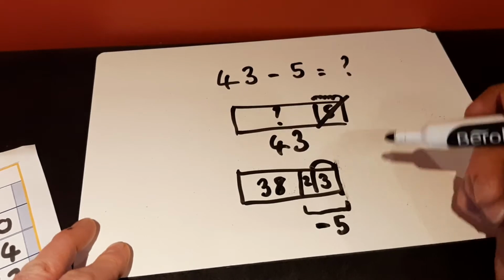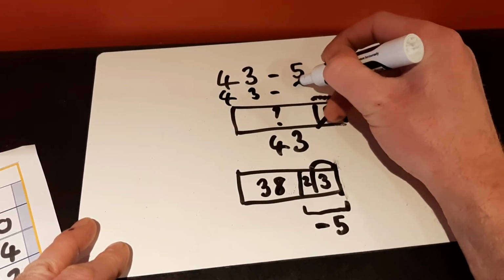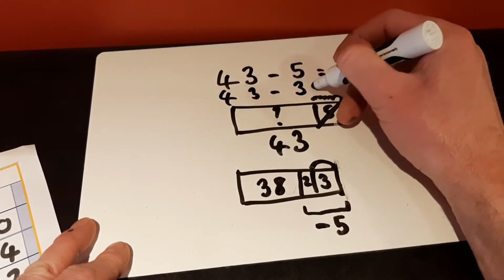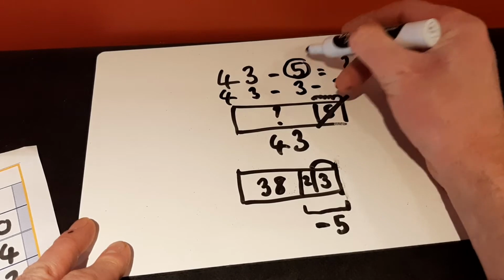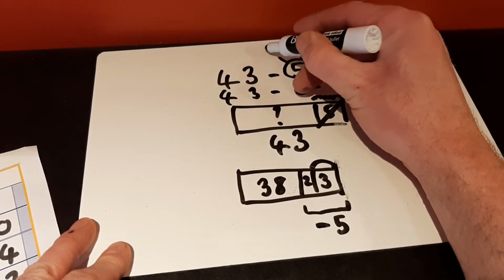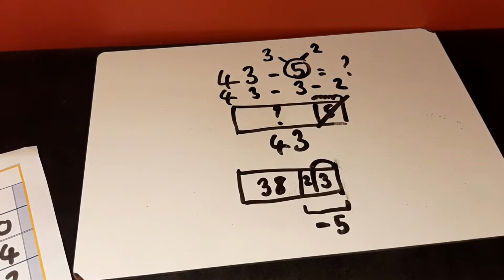So effectively 43 take away 5 would become 43 take away 3 to get to the 40, then take away another 2. And same principle again, that is the knowledge that 5 is made up of 3 and 2. So it still reverts to the part whole.